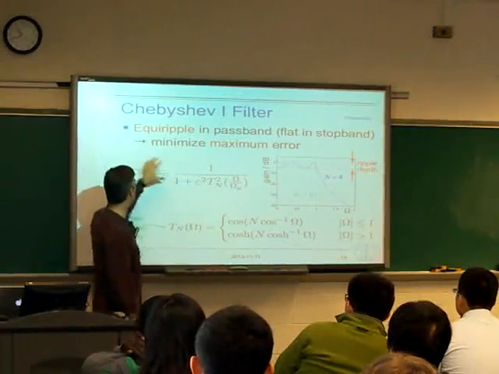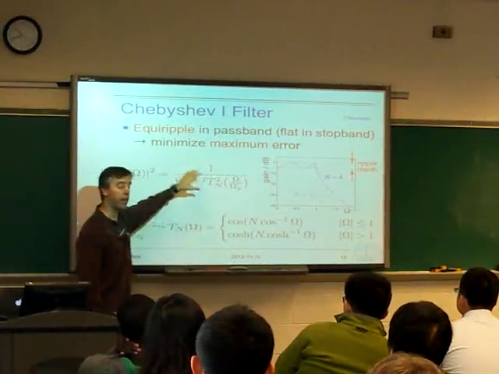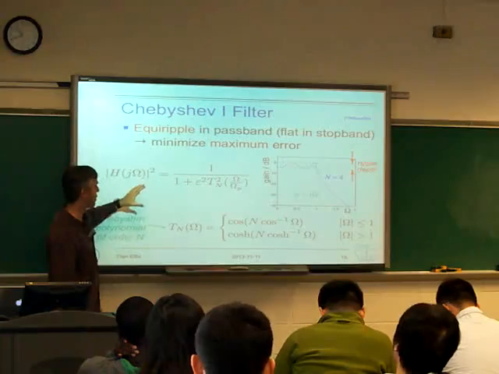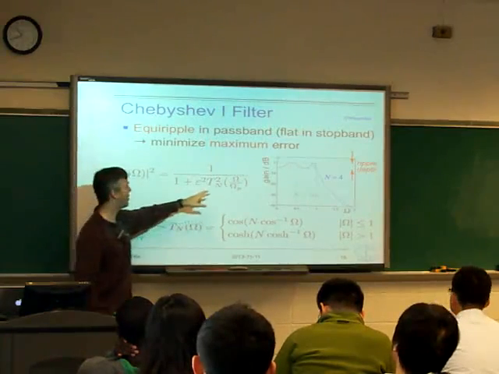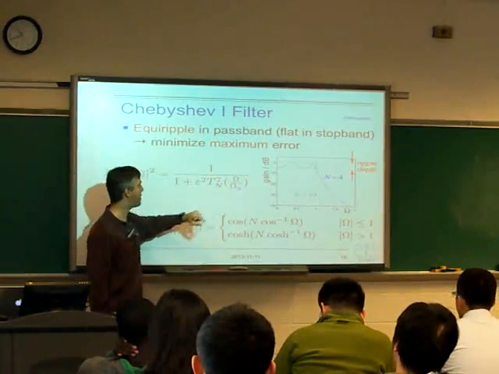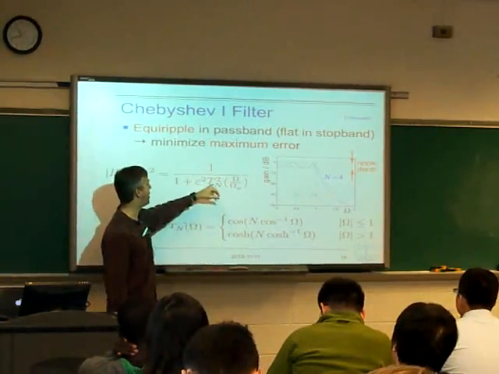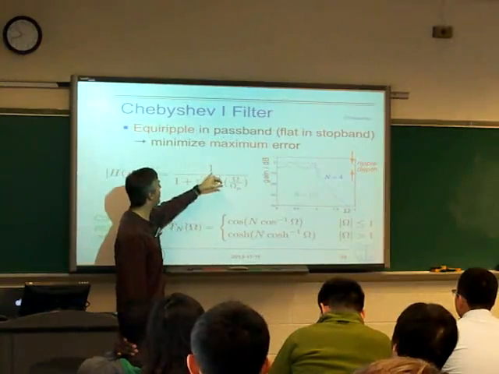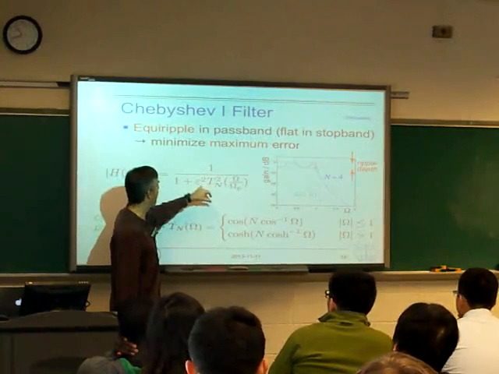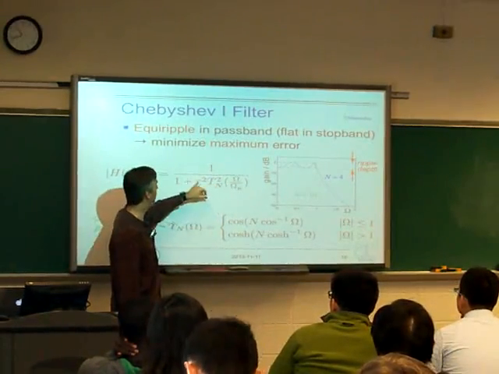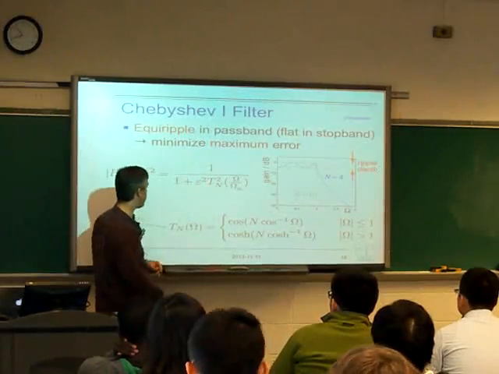And now we've got something which looks quite a lot like the Butterworth magnitude response. It's a magnitude response as a function of omega on some reference frequency, in this case omega p, 1 over 1 plus something. But what we've got is this Chebyshev polynomial, nth order for an nth order filter, and an epsilon squared here.